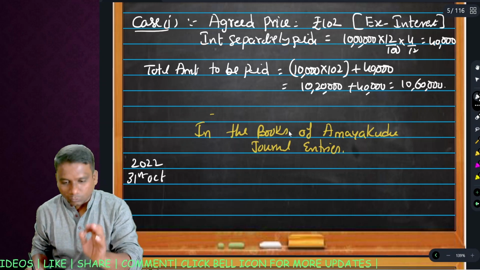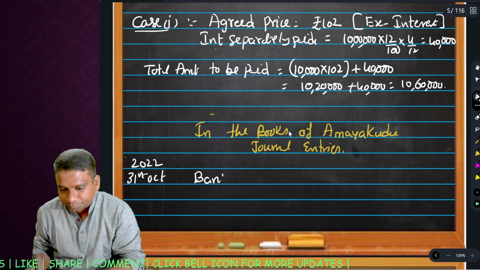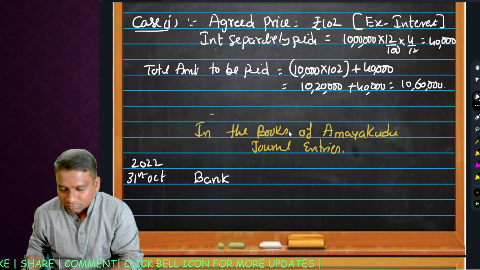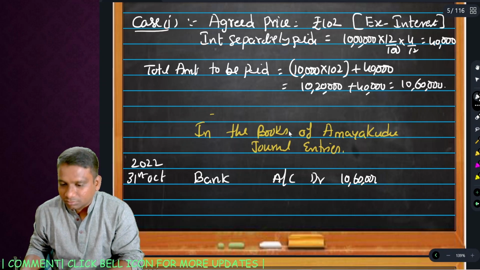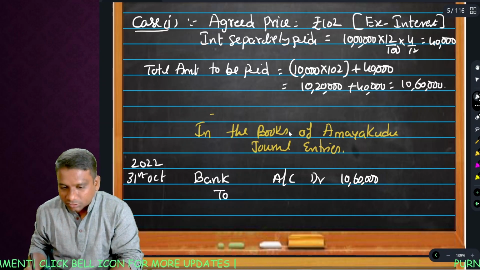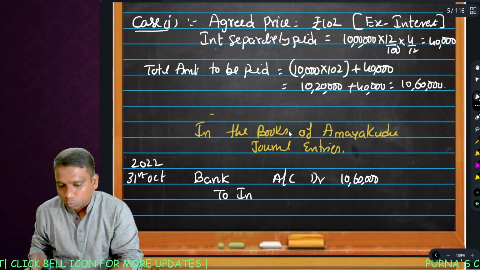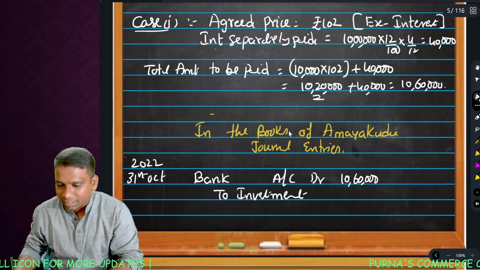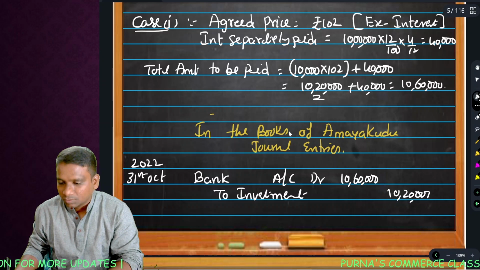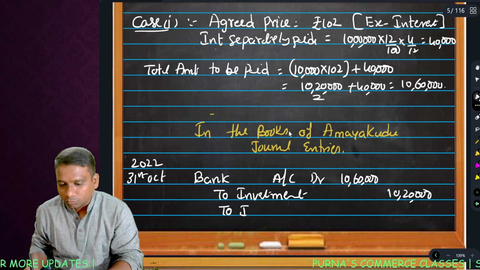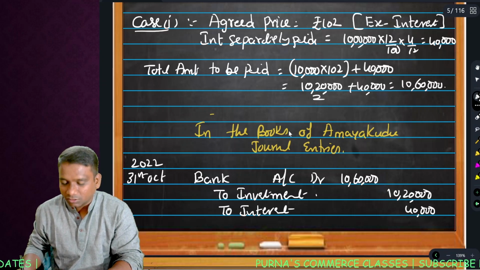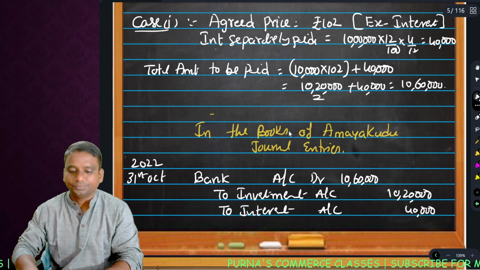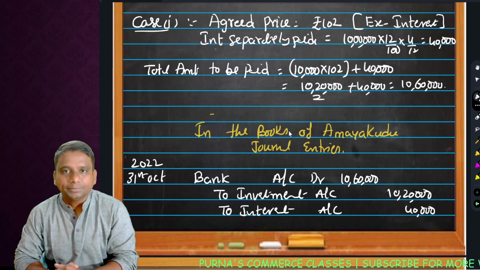See, the journal entry is easy. Look at, we receive the amount. So what is the total amount we are receiving? 10 lakh 60,000. That is the total amount we receive. Out of this 10 lakh 60,000, towards your investment, how much? This is 10 lakh 20,000. And the remaining 40,000 is towards what? Interest. Yes or no? So that's why interest account 40,000. I hope you understood this entry.